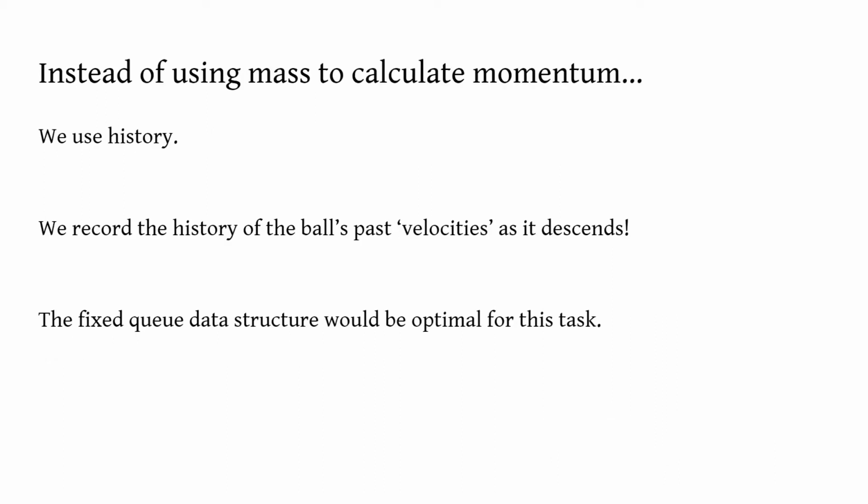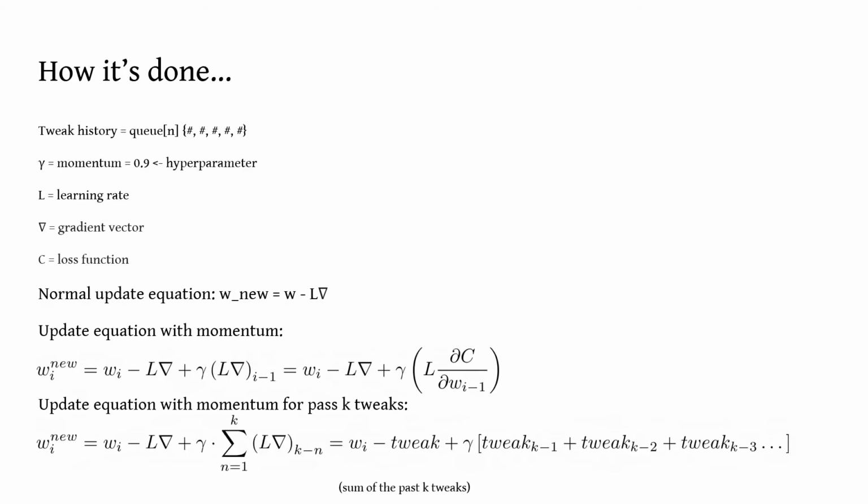Instead of using mass to calculate momentum, we use history, or rather the history of past tweaks or past velocities, past changes, if you will, as it descends. You can use a fixed queue data structure to store, say, the past 5 tweaks during the gradient descent process, and that's what you would use to calculate that momentum factor. So how is it done?